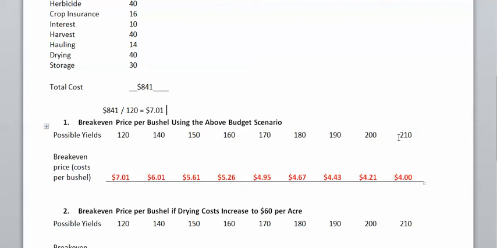Okay, just for example, the other end here would be 210 bushel production. We have roughly the same cost per acre. Might have a little extra hauling cost since we have more bushels, and more drying cost per acre since we have more bushels to dry, more bushels to haul. But otherwise, our fertilizer is the same cost, our crop insurance is the same. So our total cost is still roughly that $841. Divide that by 210 bushels, and you end up with $4 a bushel. That's our cost. So you can see same field, different yield, radically different cost of production.